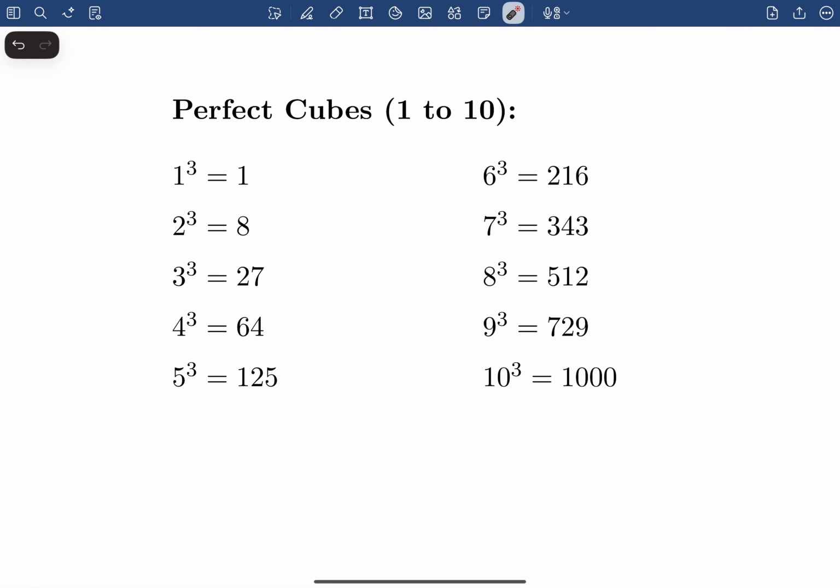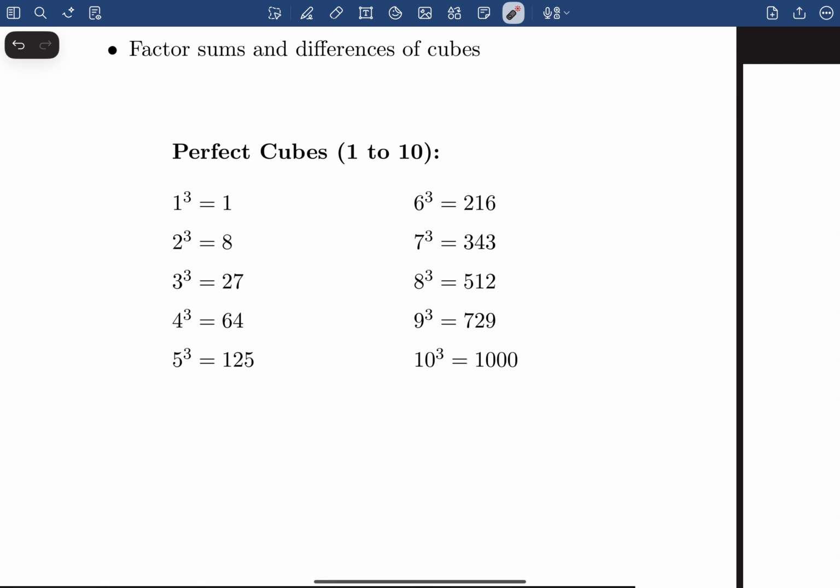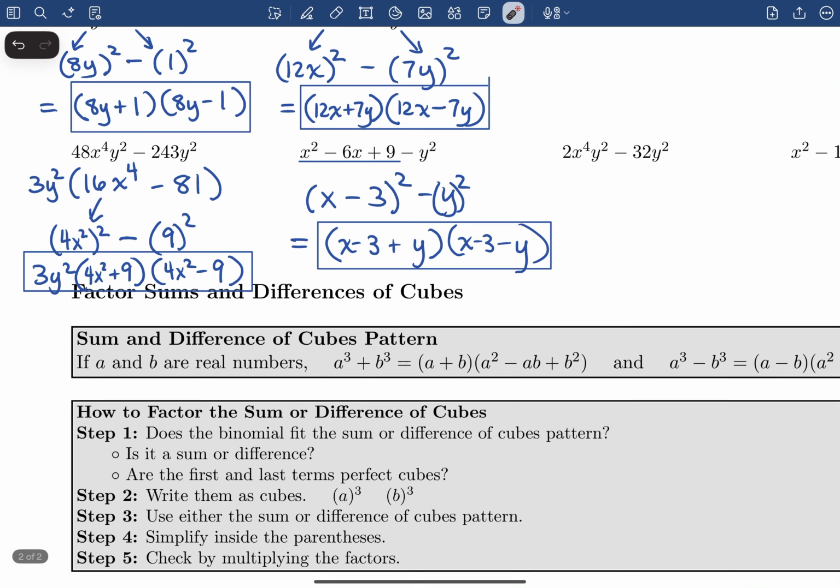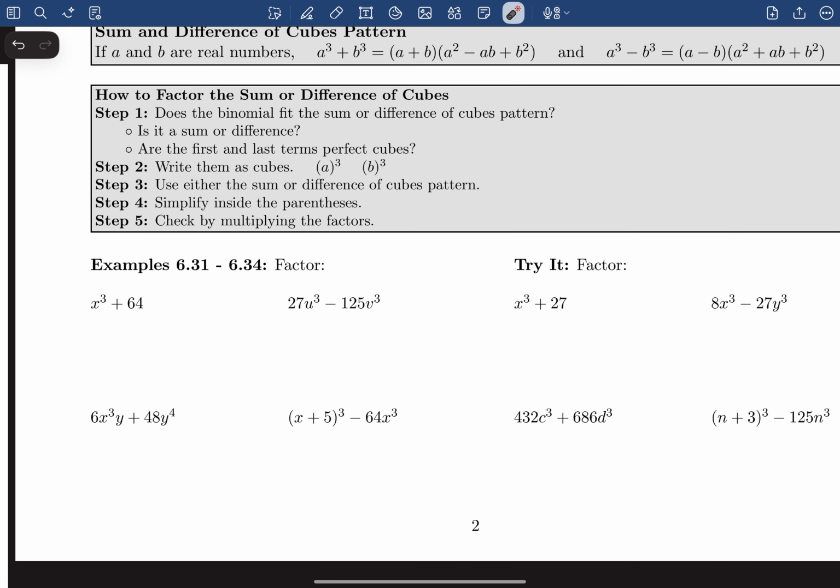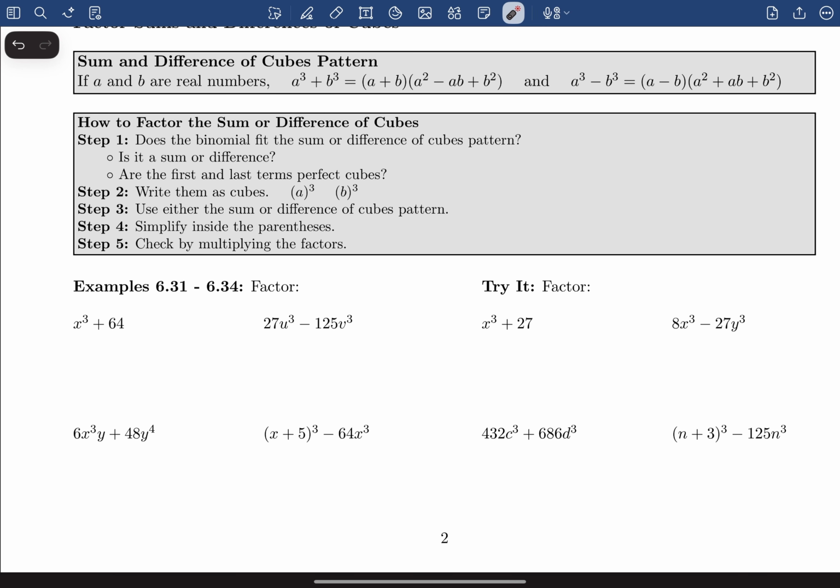And if we see 729, we're going to have to turn that into 9 cubed, or 343, we turn it into 7 cubed, etc. So make sure you're very familiar with these values, and when you see them, you'll have to turn them into their number that's cubed. So we think of it backwards in a way. Let's jump into 4 examples to finish off this lesson. So I'll help you see the sum of cubes and the difference of cubes pattern.